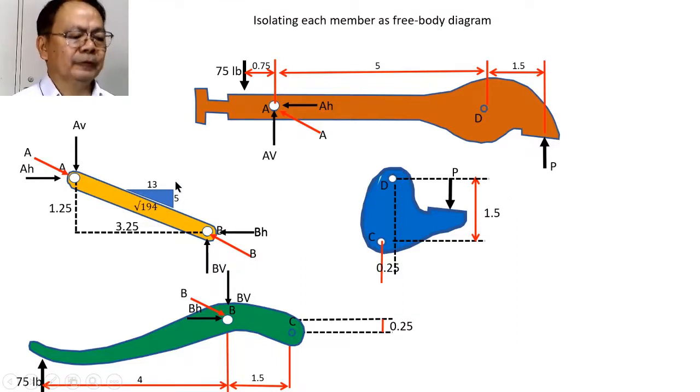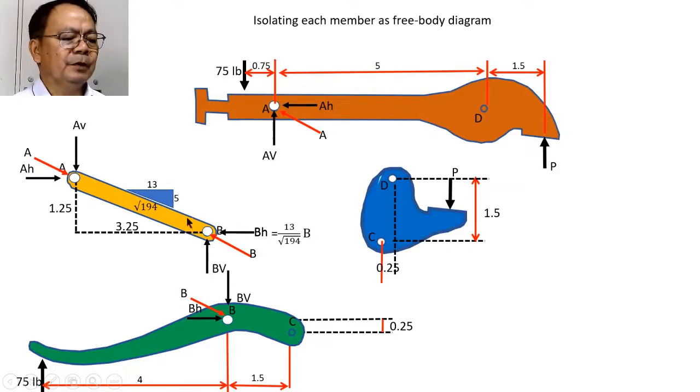And we can expect that from this slope, we can define the relation of BH and BV from this inclination of the member AB, such that BH will be equal to the ratio of the horizontal to the inclination of the slope multiplied by the magnitude of B, and that is equal to 13 over the square root of 194 of B. Likewise for the vertical component: it is the ratio of 5 over the square root of 194 of the magnitude of B, and this is equal to 5 over the square root of 194 of B. And this one also, the base is also that same force.